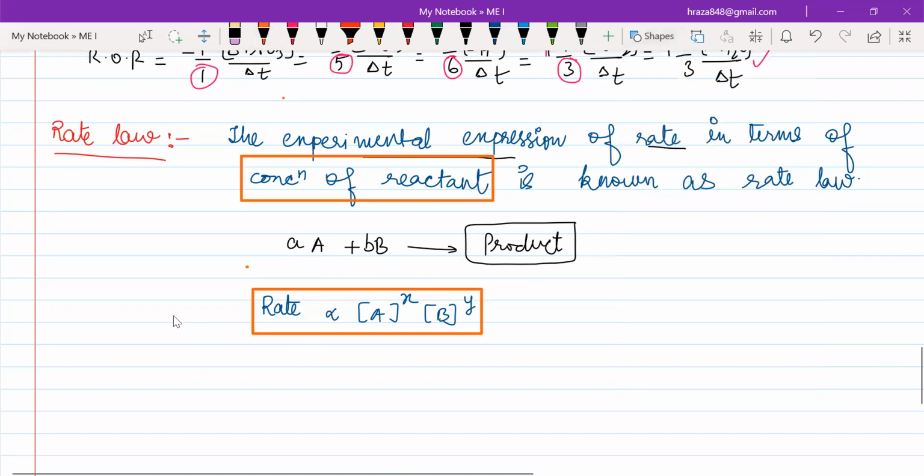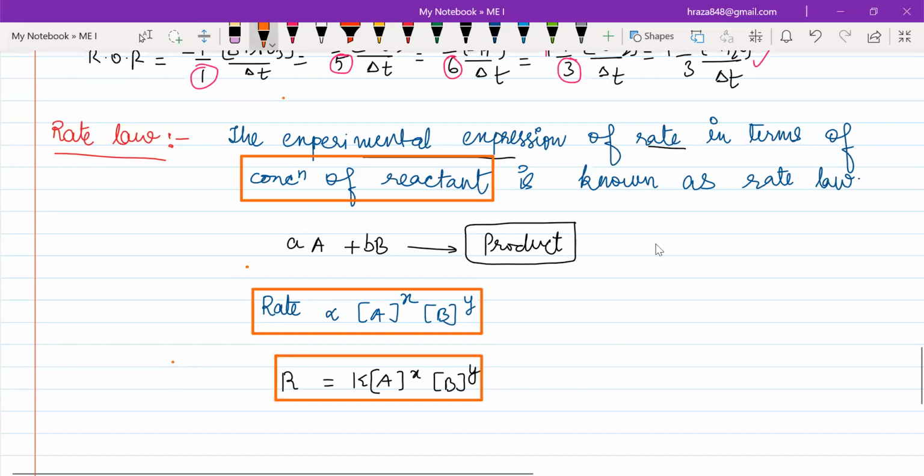Please do write it. This is what I want to tell you. Rate is directly proportional to A raised to the power x and B raised to the power y, and rate r will be equal to k into A raised to the power x, B raised to the power y. This square bracket represents your concentration. So this is the rate law expression.